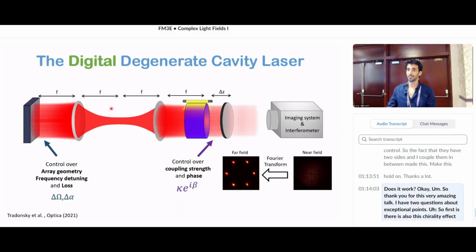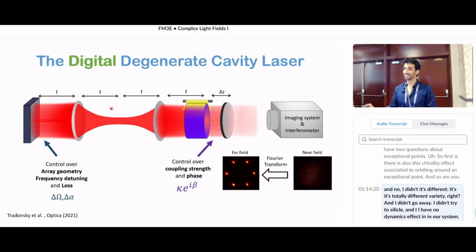Does it work? Okay. Thank you for this very amazing talk. I have two questions about exceptional points. First, there is also this chirality effect associated with orbiting around an exceptional point. And so are you... No, I didn't. It's different. It's a totally different chirality.